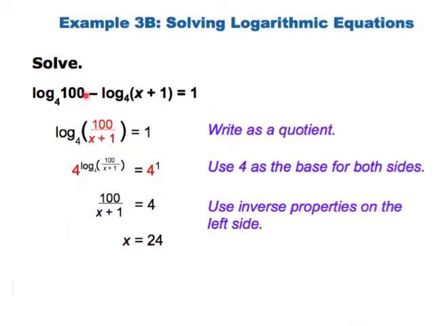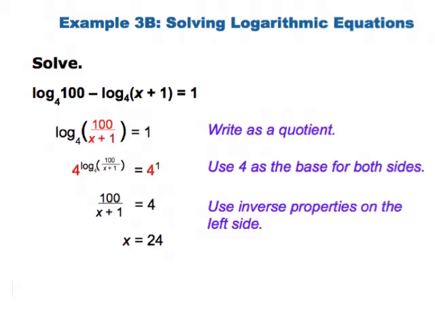Now remember, subtraction means division. So we have log base 4 of 100 over x plus 1 equals 1. Then you're going to ask yourself, do you see a log? Yes, you do. So what are you going to do? You're going to get rid of it. And how are you going to get rid of it? You're going to exponentiate it. That means you're going to take the same as the base of the log, and you're going to raise it. So it's 4 raised to that log, and what you do to one side, you do to the other side.